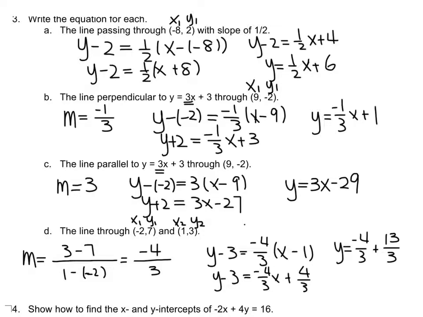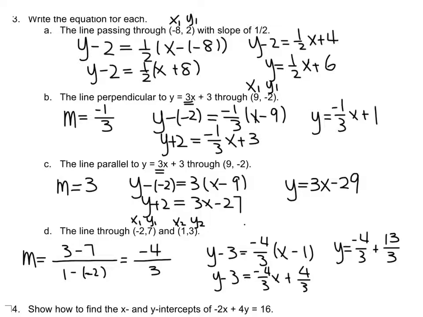Question number 3. Write the equation for each. Letter A, the line passing through negative 8, 2 with slope of 1/2. So we are given a point. I'm going to mark the first number as x, the second number as y. So using the point slope form, y minus y1 equals m times x minus x1. Plugging in the information that I'm given. The points are negative 8 and 2. So the first number is always your x value. The second number is always your y value, with the slope of 1/2.